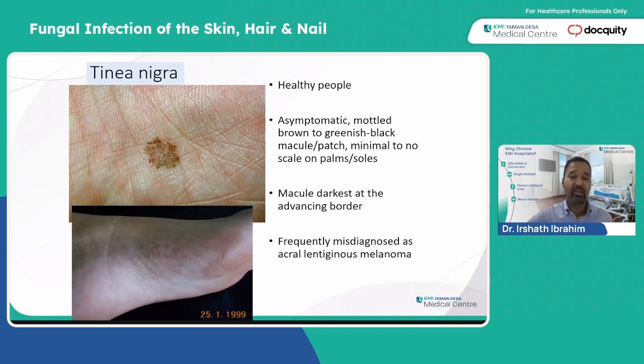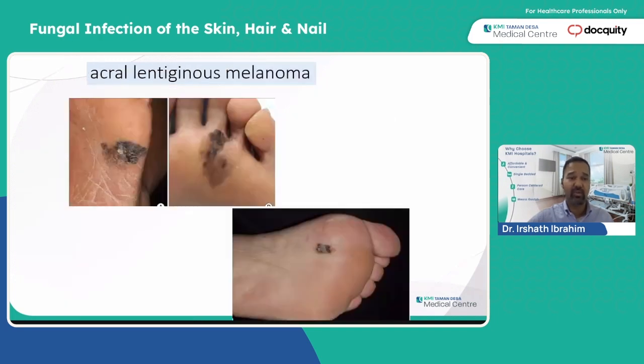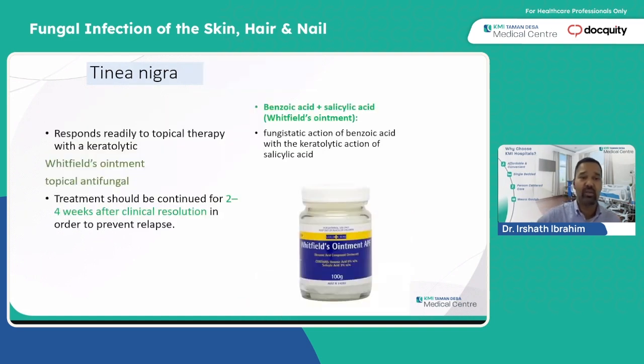It's frequently misdiagnosed as acral lentiginous melanoma. This is acral lentiginous melanoma. See, the borders are more irregular, and it's more elevated. You can see there's a bit of color variation, which would be clearer if you use a dermoscope to identify other features of melanoma. So how do you treat tinea nigra? Usually topicals would be sufficient. You can use Whitfield's ointment, which is a combination of benzoic acid and salicylic acid, or a topical antifungal cream for 2 to 4 weeks.